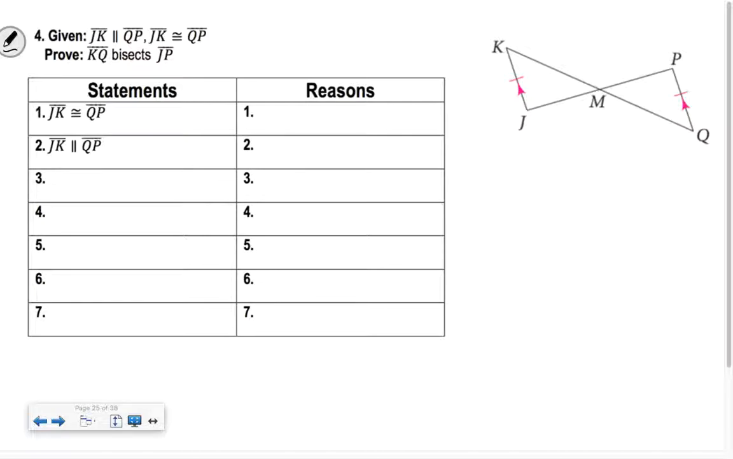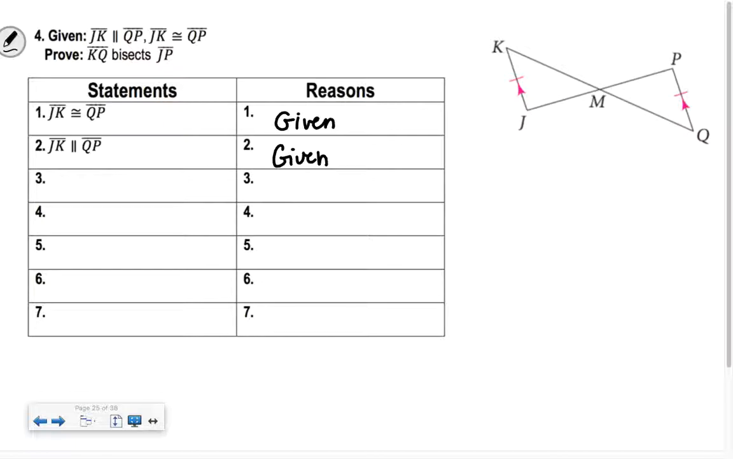So we have JK is congruent to QP. That was given to us. Same thing, JK is parallel to QP. That was also given. You could put that in one step if you want to, not two. We have those markings drawn in. We want to prove that KQ bisects JP. So basically we want to prove that these two right here are congruent.